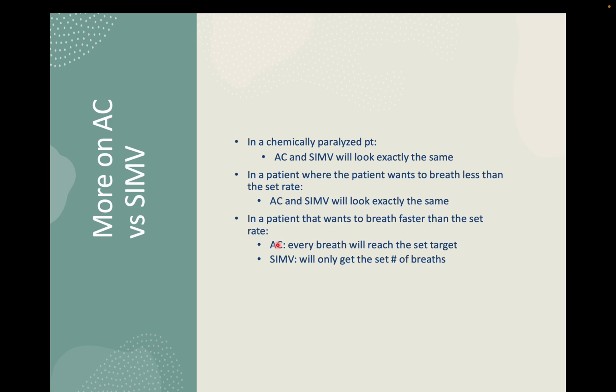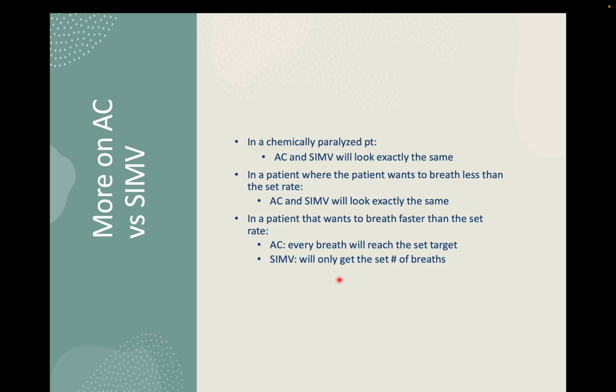Let's say you kept a set rate of 16, but the patient is breathing at more than 24 or so. In assist control, what will happen? Every breath, all 24 breaths, will be supported by the ventilator, though the set rate is only 16. But in synchronized intermittent mandatory ventilation, only the set rate will be supported by the ventilator. The remaining extra 8 breaths are the patient's own effort.